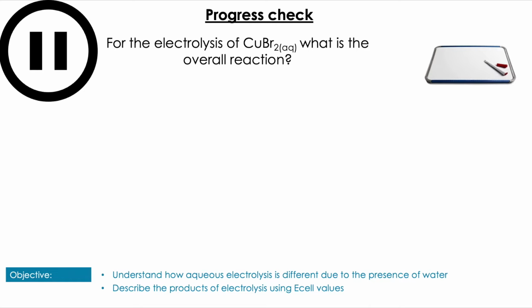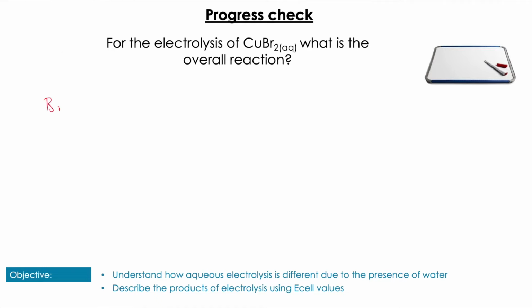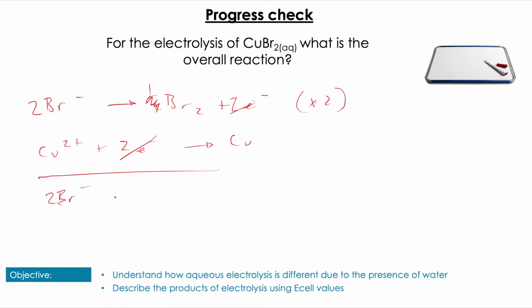Pause the video, give yourself a moment for that. Pop them up! So because we've already done the earlier question for this, we're just going to need to make sure our electrons are balanced for our two half equations, and they're also the correct way around. So you'll see I've flipped the bromide equation and multiplied it by 2. Now the electrons cancel, and you add the two equations together, giving us the bromide plus copper ions go to bromine and copper solid.